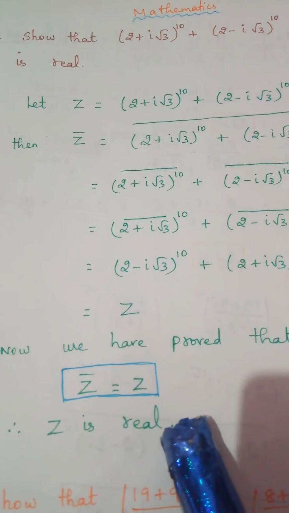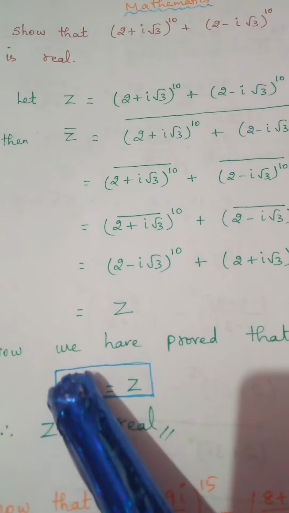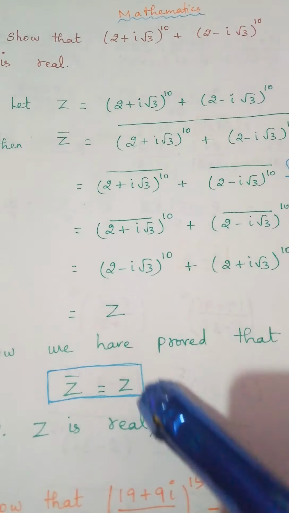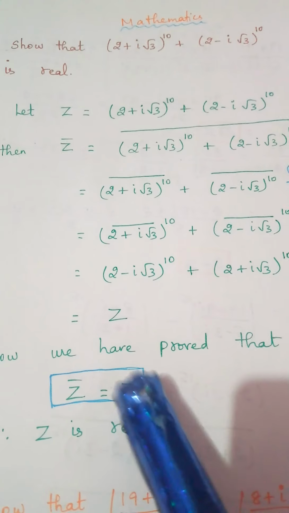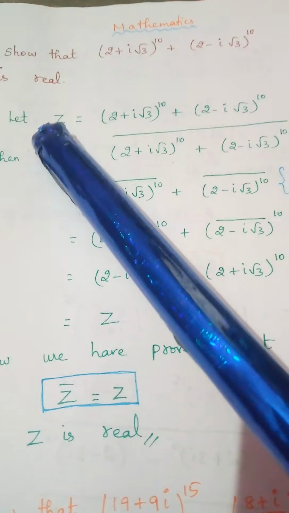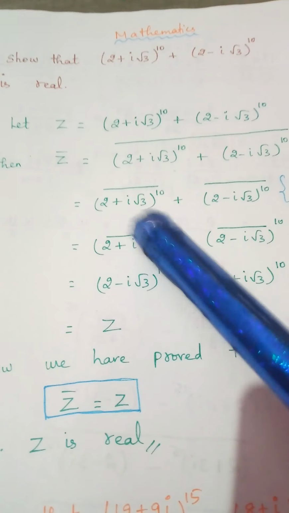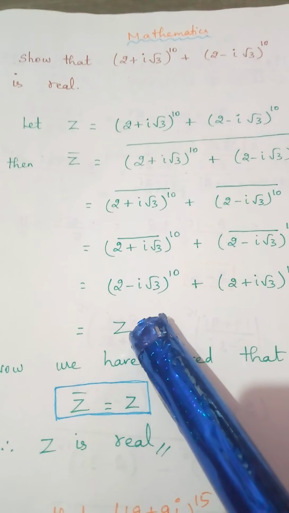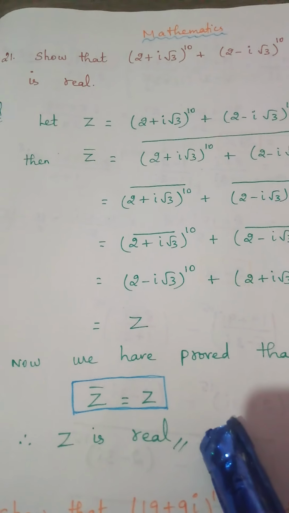I hope you have understood this. See properly, only this is the property that prompted us to do the sum like this. If Z bar and Z are equal, we know definitely Z must be real. So what we have done: we have taken the question as Z, we tried to find Z bar. While simplifying Z bar, we got Z, which means Z bar and Z are equal, therefore Z is real.